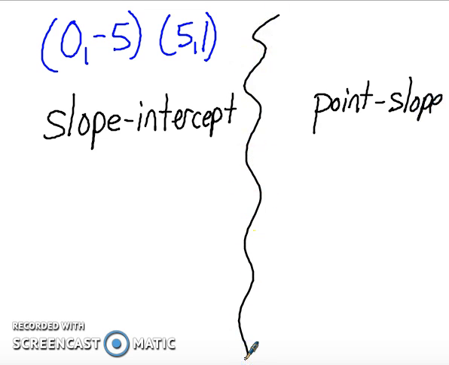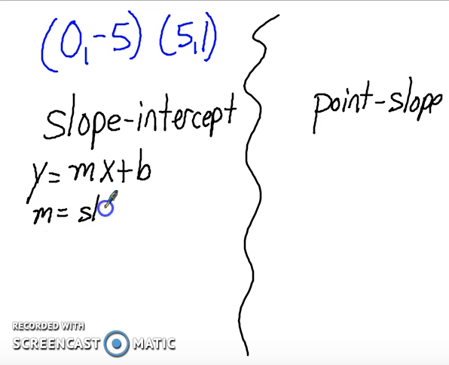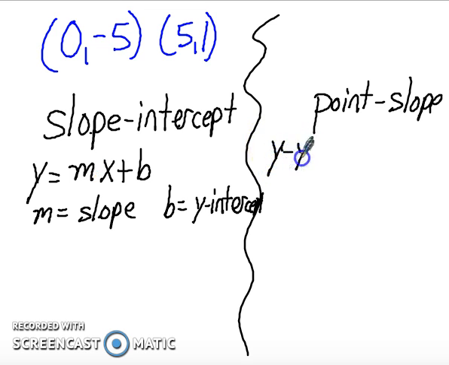So slope-intercept, this is the one that is y equals mx plus b, okay? Where m is our slope and b is the y-intercept. Okay, that's why it's called slope-intercept, because it's the slope and the y-intercept. The m and the b, slope and y-intercept. Well, point-slope formula. This one looks like y minus y1 equals m times x minus x1.